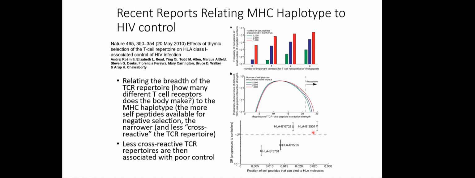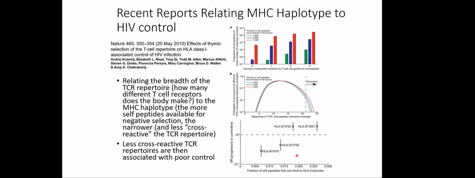And what they found was that these alleles that were associated with progression were more likely to present a lot of self-peptides in the thymus based on their model. So this is not empirically determined. This is a model of we've got this motif. We know what genes and proteins are expressed in the thymus, and so we're going to predict what peptides are expressed. And so the fraction of self-peptides that can bind to HLA molecules was higher in the progressors versus the non-progressors.